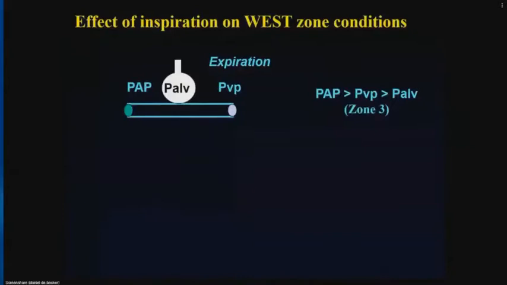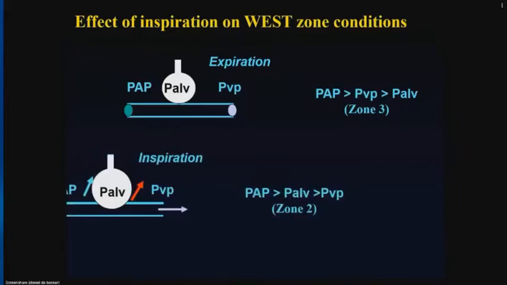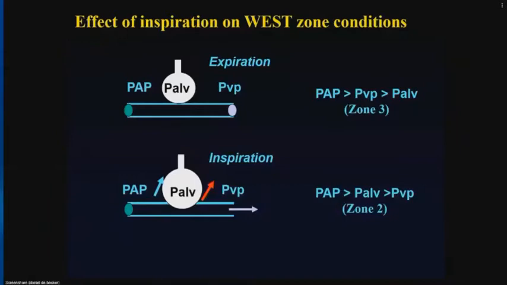What are indeed the implications of the different West zones is that in zone 3, we have the pulmonary artery pressure, which is higher than the pulmonary venous pressure, and both are higher than the alveolar pressure. During inspiration in these conditions, there is an increase in the alveolar pressure and it transforms zone 3 into zone 2, because indeed, at that time, the pulmonary artery pressure is still, of course, higher than the pulmonary venous pressure, but the alveolar pressure becomes higher than the venous pressure and hence is increasing the resistance in these conditions.